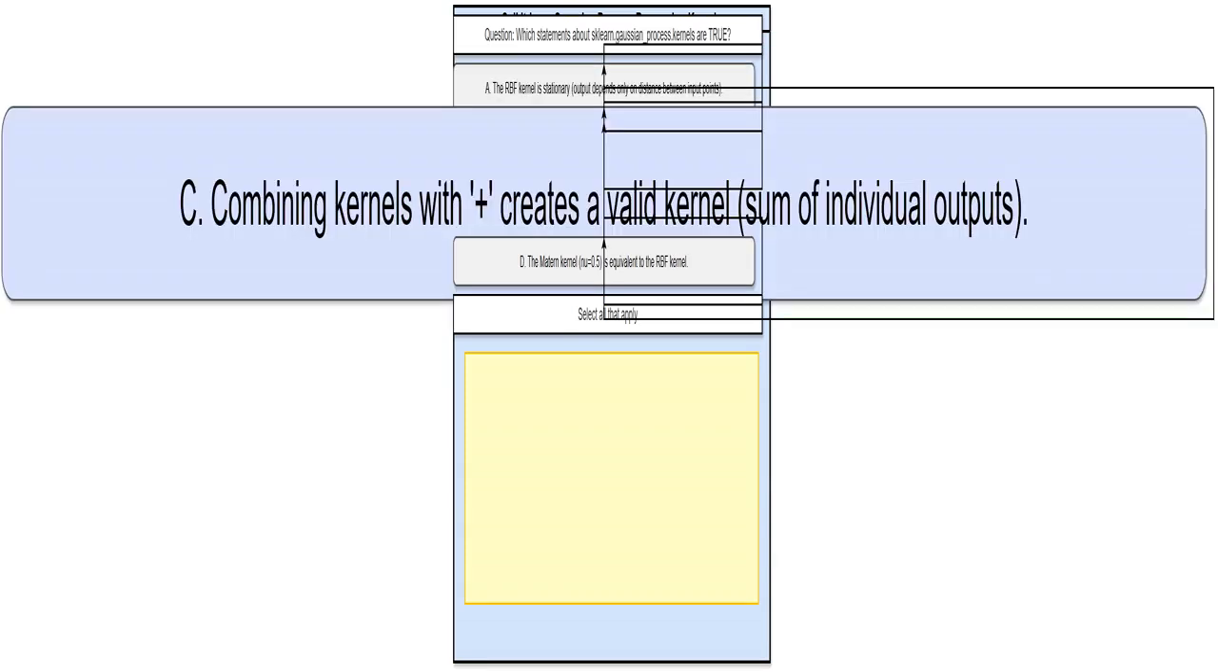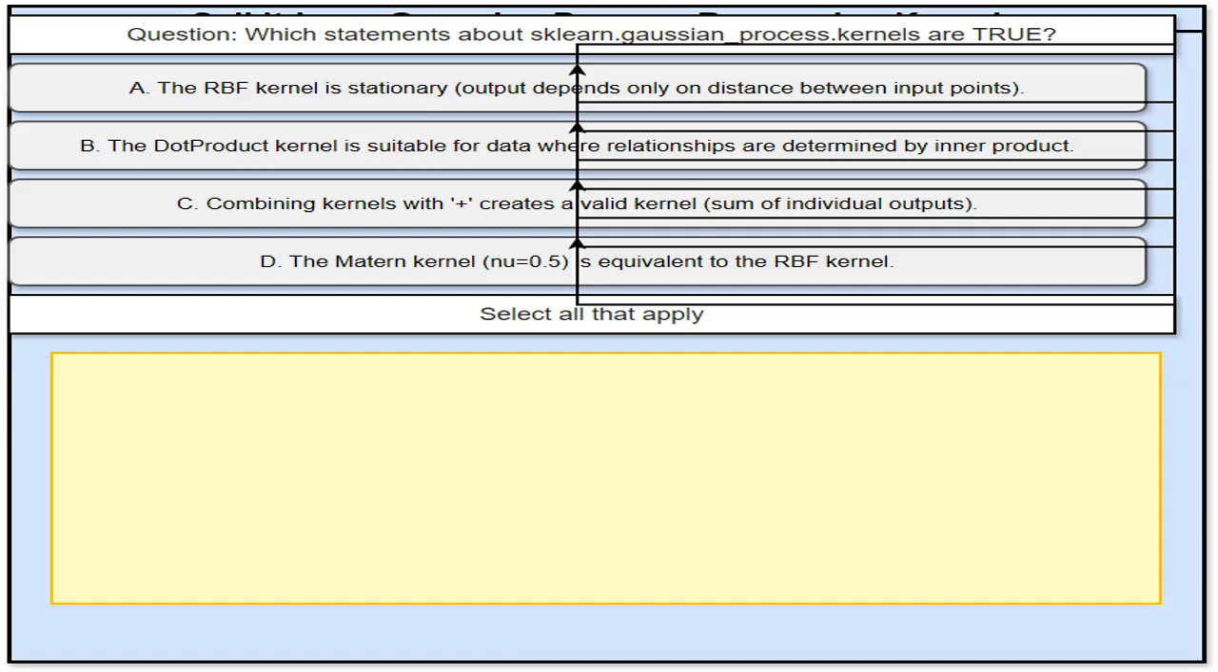This statement deals with kernel combination. I need to verify whether adding kernels using the plus operator will always result in a valid kernel, which is a type of kernel used in the Gaussian process regression model. The Matern kernel is another popular choice. The parameter, nu, affects its smoothness. I need to check if a specific value of nu, 0.5 in this case, makes it identical to the RBF kernel. Let's find out.